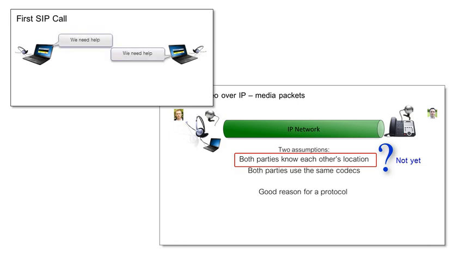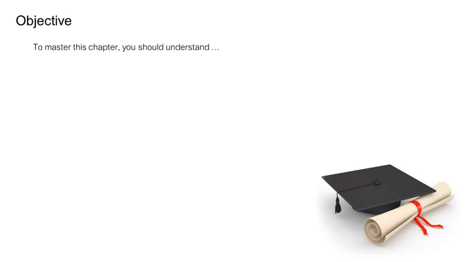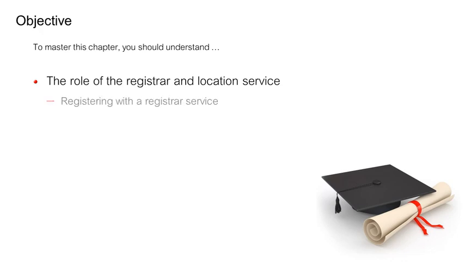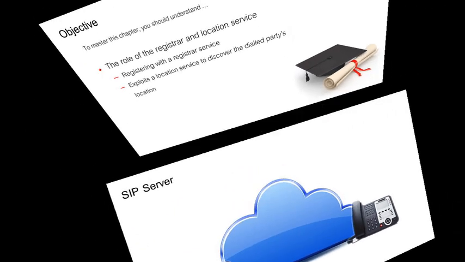They need help. Help from two SIP services, the registrar and location service. In fact, that's the topic of this next chapter. By the time you've completed this next batch of lessons, you should understand very well the role of the registrar and location service, how a user agent client registers with the registrar, and how it then exploits a location service to discover the address of the dialed party.